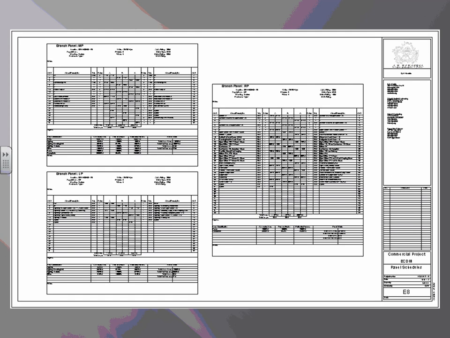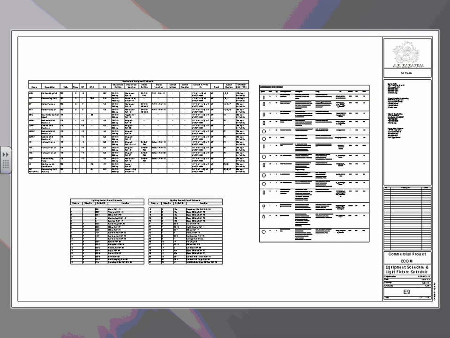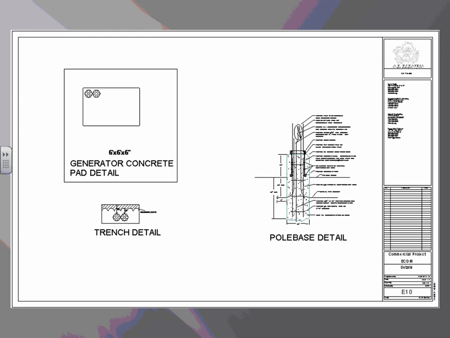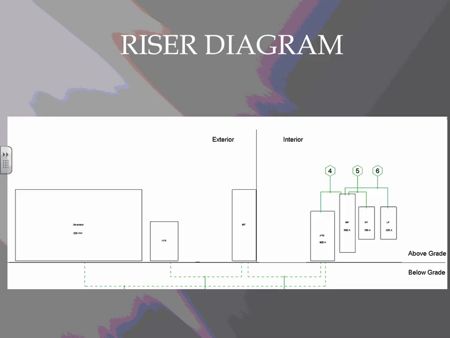This is the schedule drafting sheet of the three different panels, listing what each of the different circuits are on each one of the panels. And E9 is a breakdown of both our lighting fixture schedule and our mechanical schedule. This is the detail sheet showing the trench detail, the generator pad detail, and how to mount the lighting poles.